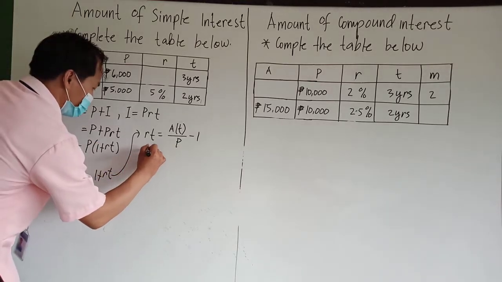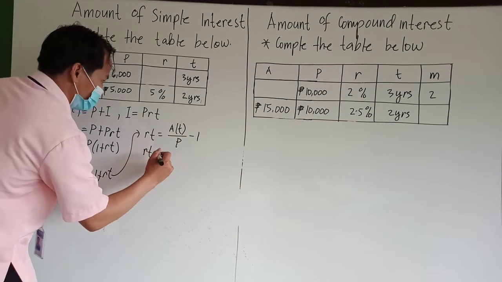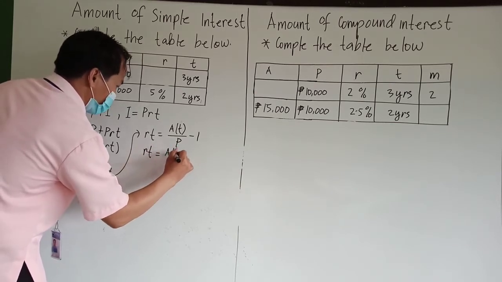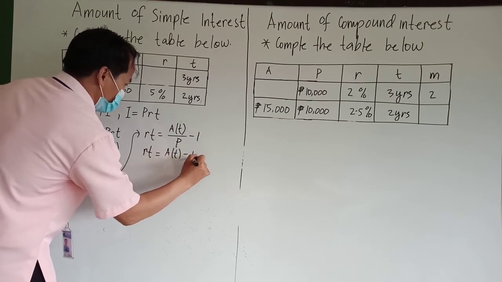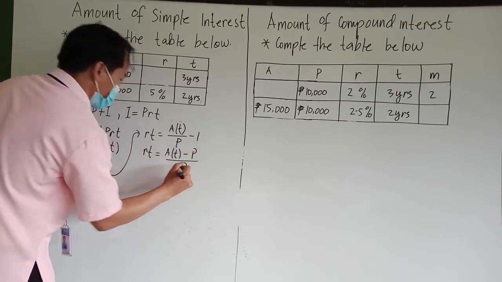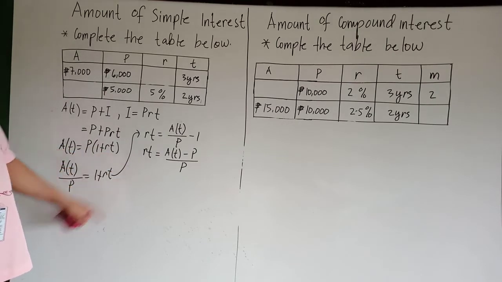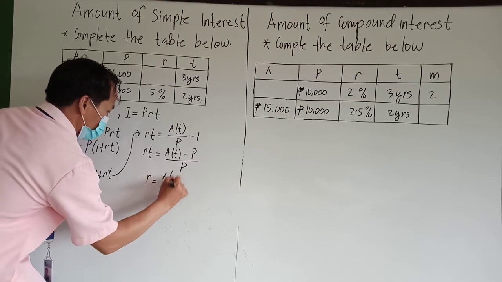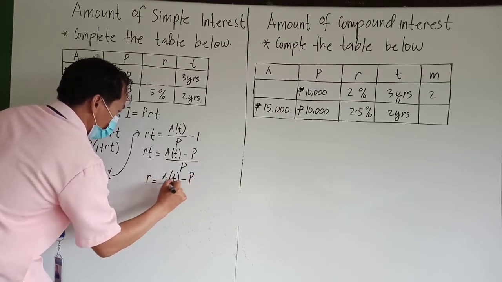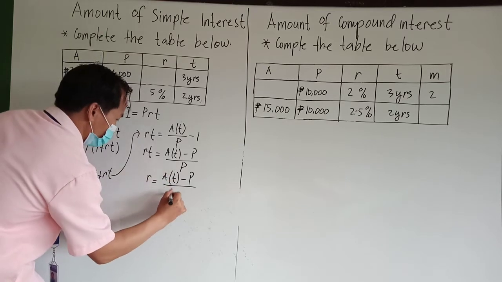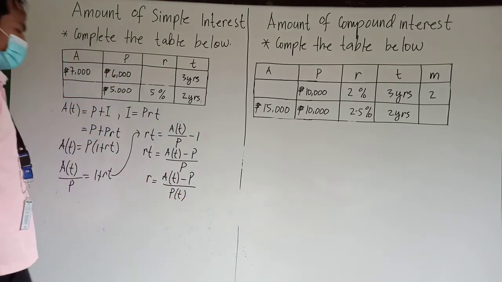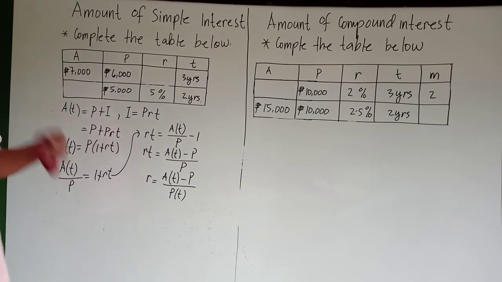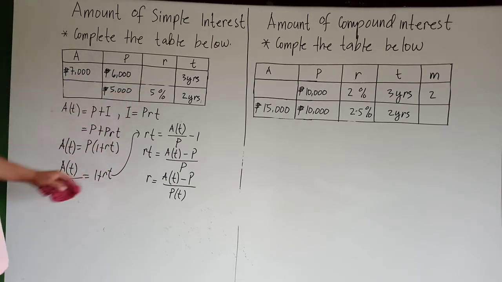Then we have rate times time is equal to A(T) minus P over P. Because our goal is to find the formula for the rate, R is now equal to A(T) minus P over P times T. So this is now the formula that we can use in solving for the rate for the first row. Let me erase this one so that we could now solve for the first quantity.